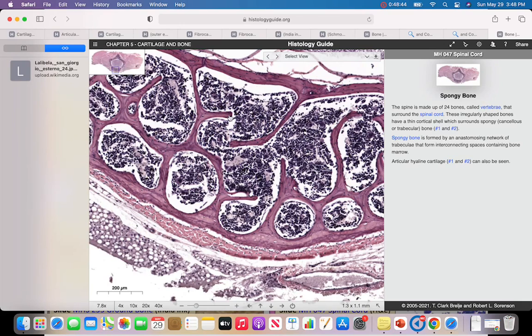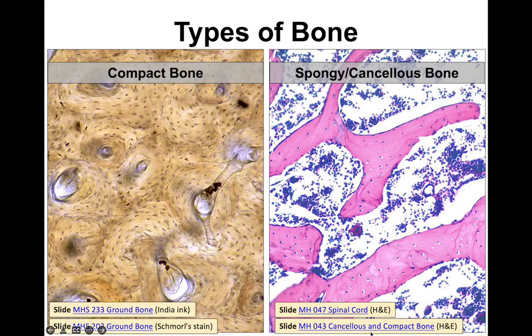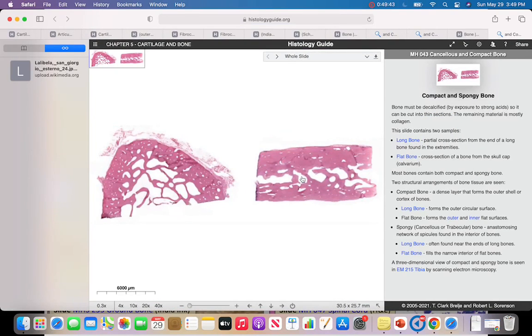And these bony spicules, as you see here, let me zoom in more, are lined with endosteum. Endosteum is composed of osteoprogenitor cells and osteoblasts. We'll see shortly what osteoblasts look like and their function. But this is the spongy bone. We have also another slide which contains both compact and spongy bone. Let's see this one.